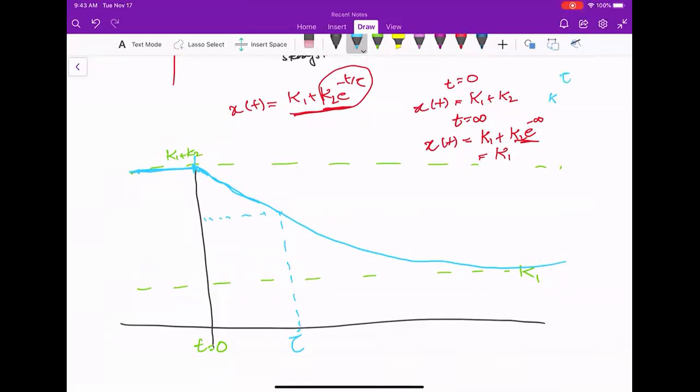So at t equals tau, what you should say, it will be k1 plus k2 e raised to the power minus 1, right? Which will make it k1 plus 0.368 k2. Sounds good?